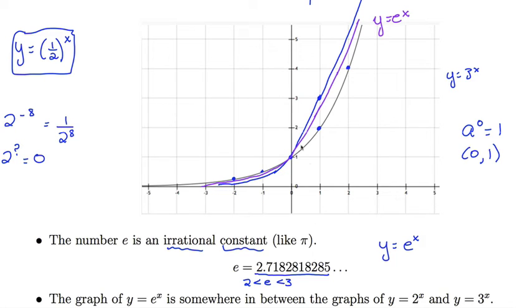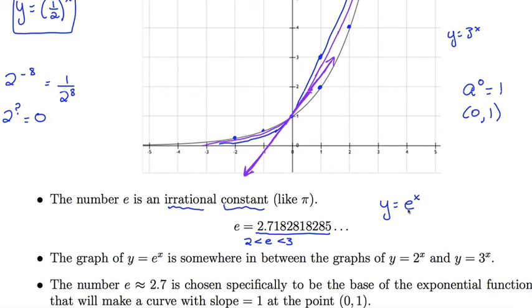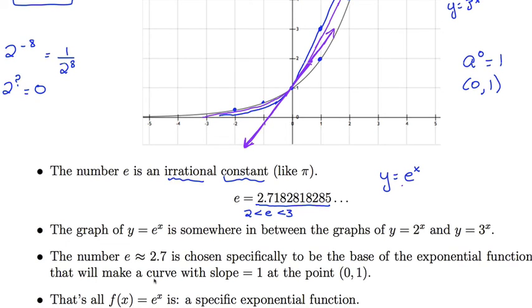I could draw the tangent to e to the x at x equals 0, and it's going to be somewhere in between those other two tangents. And if I drew this really accurately, the tangent to e to the x actually has slope 1. And that's where the number e comes from. It's chosen specifically to be the base of the exponential function that will make a curve with slope 1 at the point 0, 1. That's all e to the x is. It's a specific exponential function. It's just an exponential function with base e, which is about 2.7.